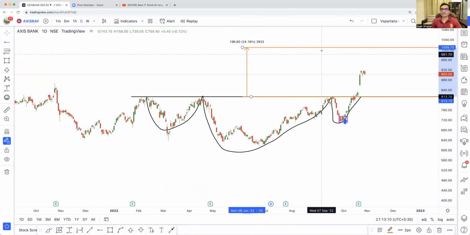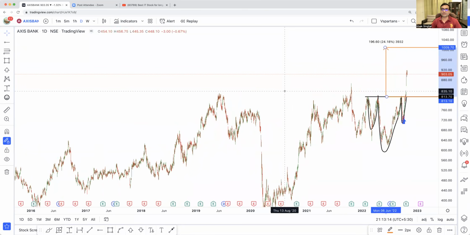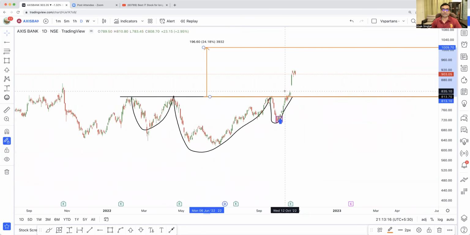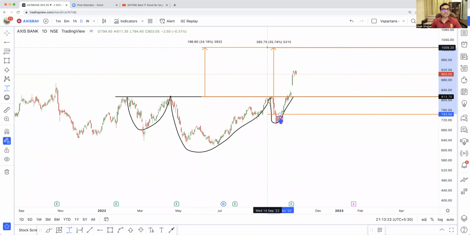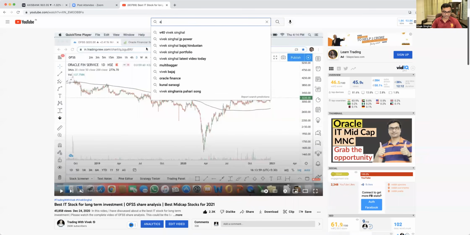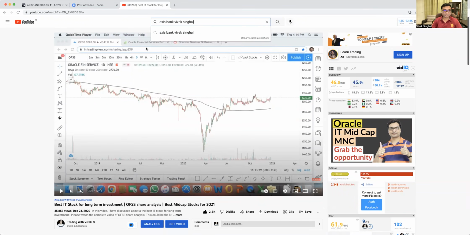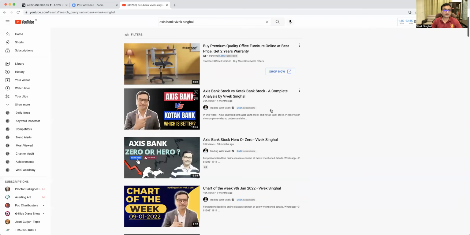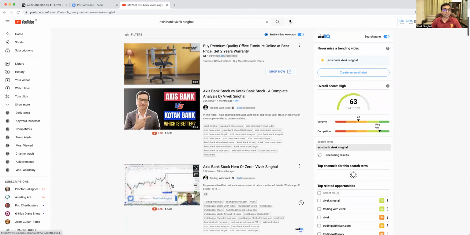The technical target is 1009 and the lifetime high is not at that level. So our target will be the lifetime high itself. And how much is the potential gain from the buying level? This is 35%. Right? And I had made this video as well recently. Axis Bank versus Kotak Bank, 4 months back. Axis Bank hero, 10 months back.